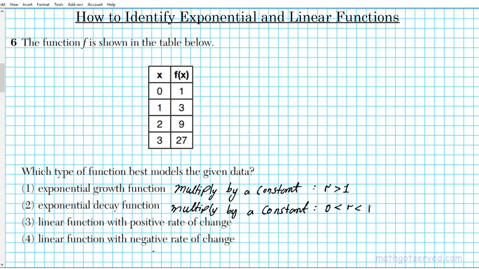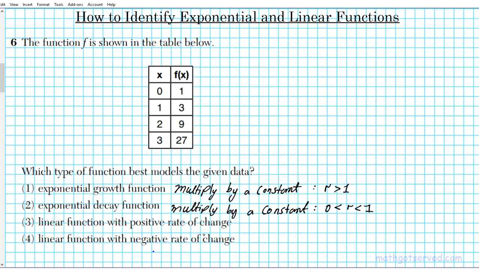For example, if you have an r value of 1/2, you're going to have an exponential decay function. If you keep multiplying by 1/2 over and over and over again, you have an exponential decay function. How about linear function with positive rate of change?